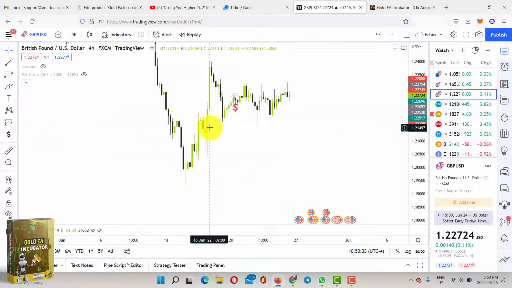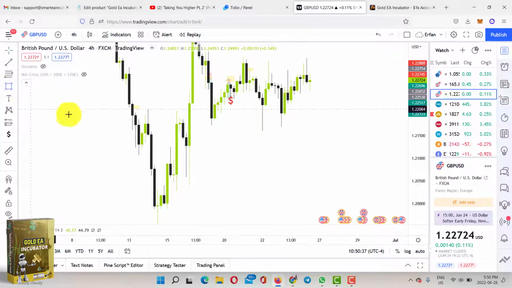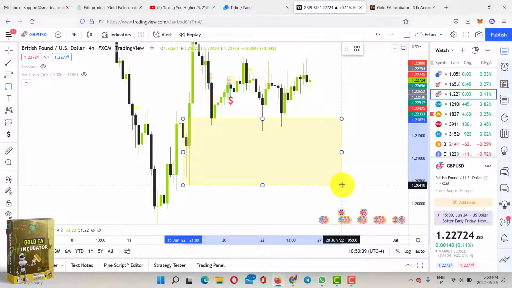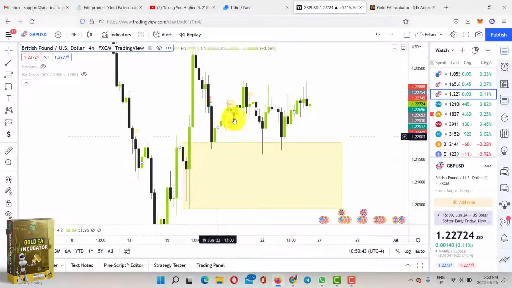So I can't find any high probability demand zone, the same as EURUSD, because this one used to be a high probability demand zone and it's already tapped in by this candle here. And then after that, as you can see, it could be a beautiful one-to-one trade.